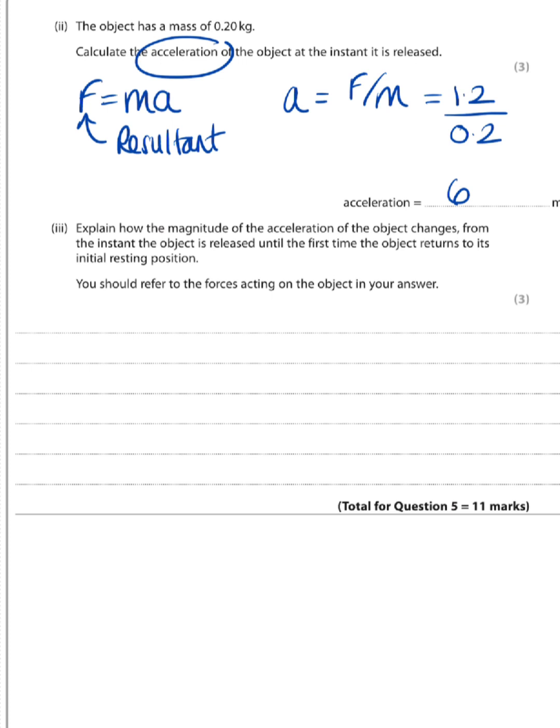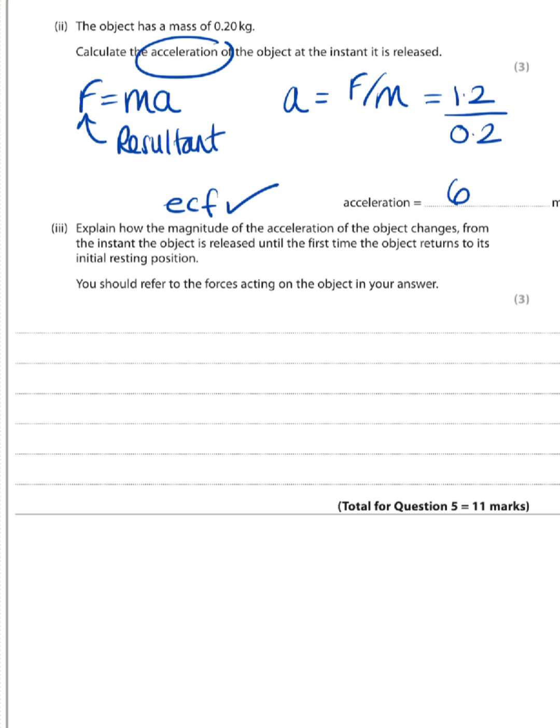If you were to get the answer to part 1 incorrect, but you were to use it correctly here, you would of course get ECF, which is error carried forward. So make sure you show your working to show that you know that the force from part 1 should be used in this way in this part of the calculation.